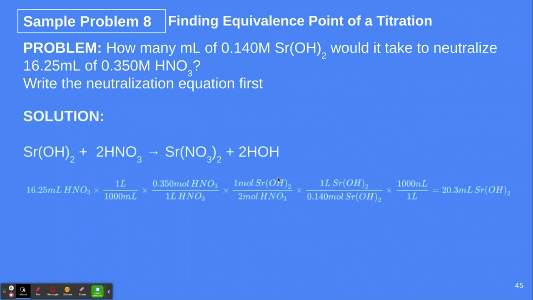So here is our answer. We're starting with the nitric acid because that's what we know the volume and molarity of. So we get out of volume into moles using our molarity. A mole-to-mole ratio is going to get us out of moles of the nitric acid into moles of strontium hydroxide. And then finally, we're going to use the molarity of the strontium hydroxide to get us out of moles into liters, and then liters to milliliters there at the end.